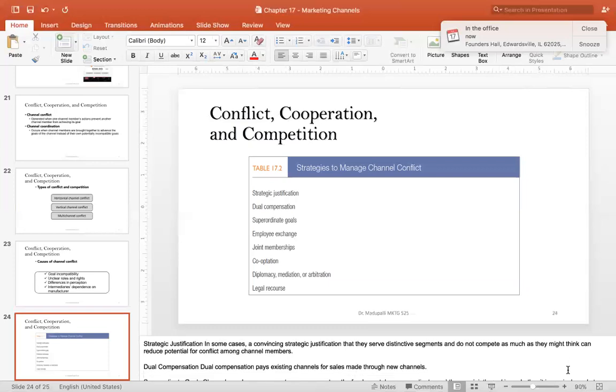Okay. Dual compensation pays existing channels for sales made through new channels too. Like, just because you're going to lose some money because we added a new channel, we're going to pay you part of what we sell through the new channel as well.